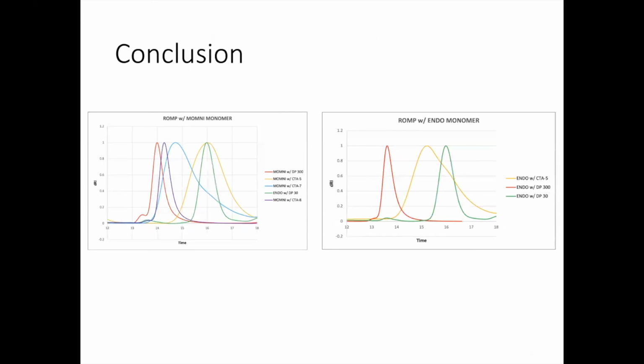Our results in the end, we have 2 controls, a red and a green. And we saw that chain transfer agent number 5 was the most efficient. It works really well in initiating new chains. And we're going to say it's because of the same molecular weight as the control 30, and the peak is more broad. And with the endo monomer, it works to some extent, but it's not as efficient as it was with MONI.